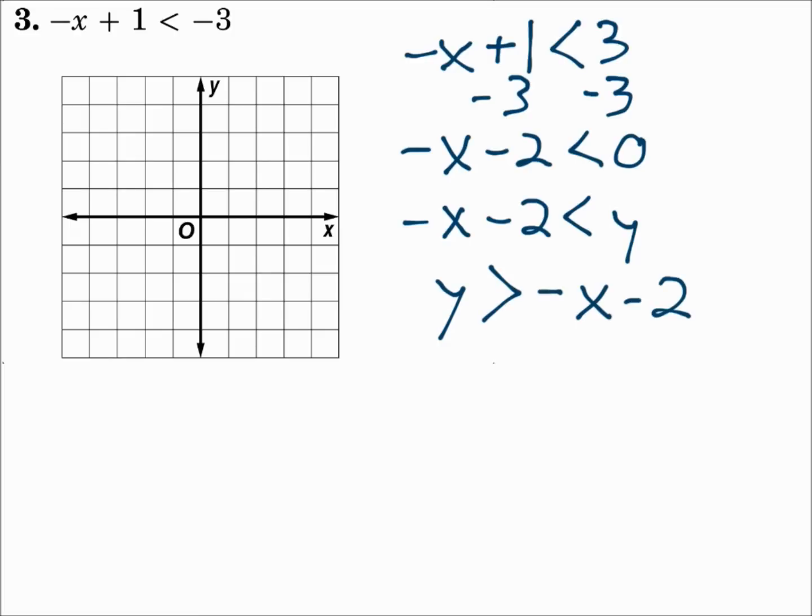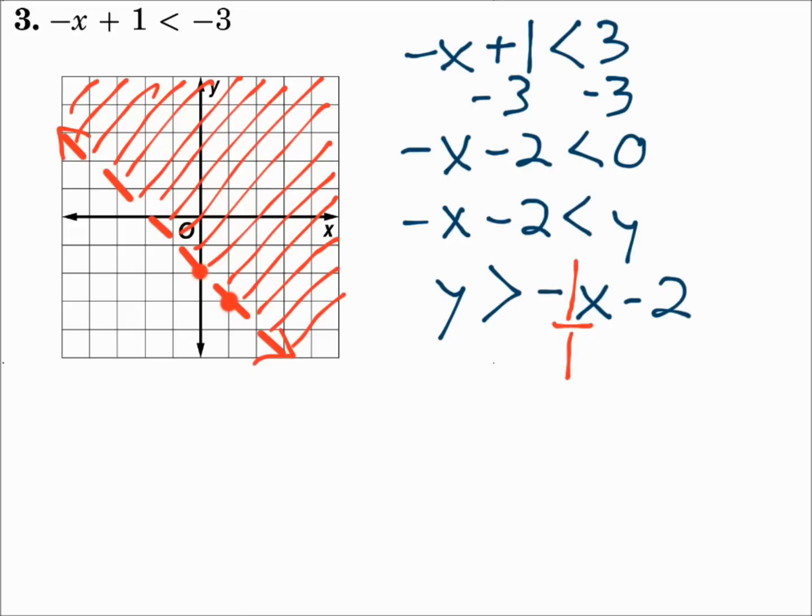Make sure you flip the less than to a greater than. The mouth was open to the y. It should still be open to the y. Now graph. The y-intercept is -2. The slope is -1 over 1. So we rise -1, run 1. That'll be down 1, right 1 to there. Since it's not equal, the line is dashed. And since y is greater, we shade above.